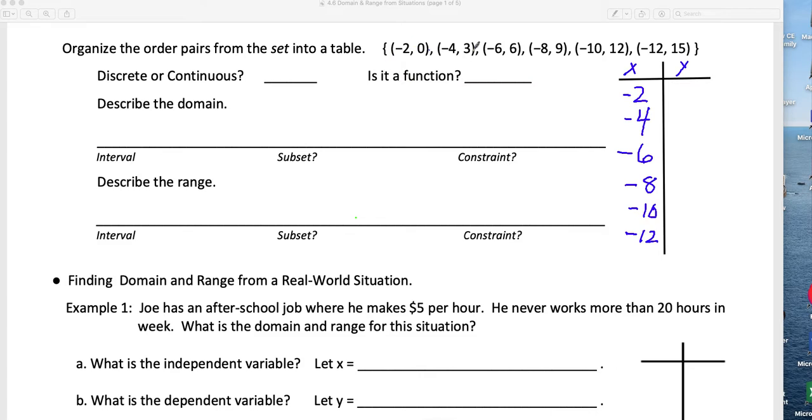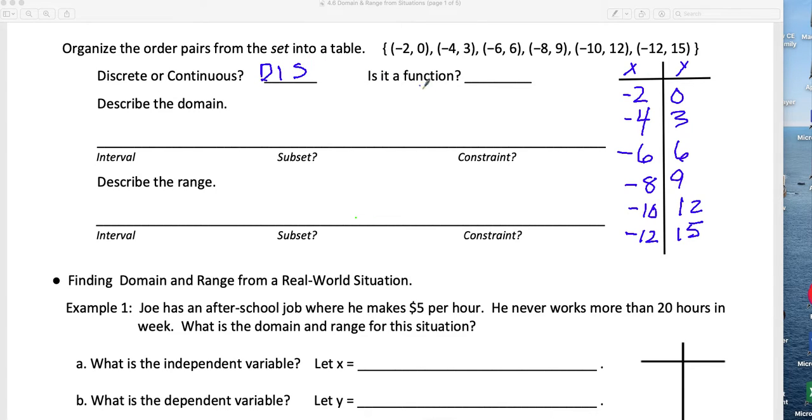All right, now I'm going to do the same thing with my Y's. I've got a 0, 3, 6, 9, 12, and a 15. These are my Y's, these are my dependents, and these are my range. Okay, is it continuous or discrete? Well, I've got very specific numbers here, so this is discrete. And I'm just going to put DIS for discrete.